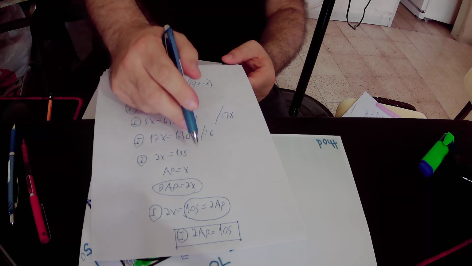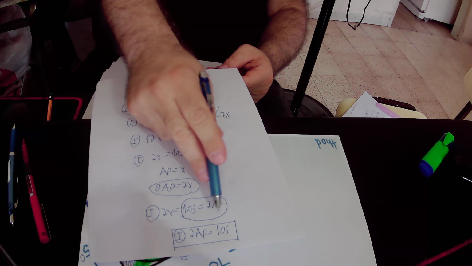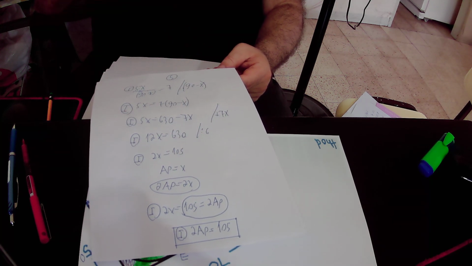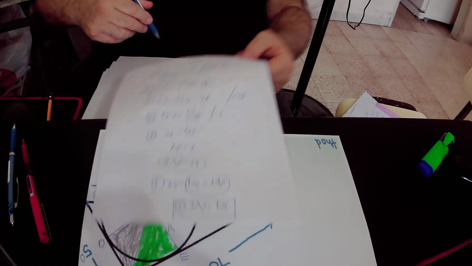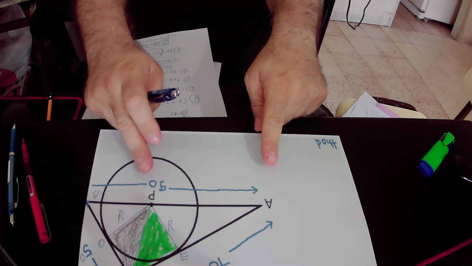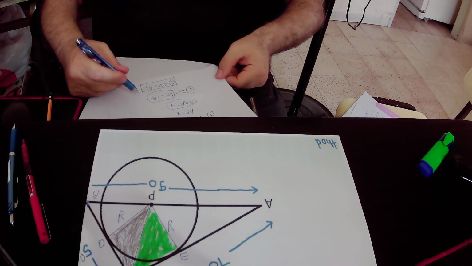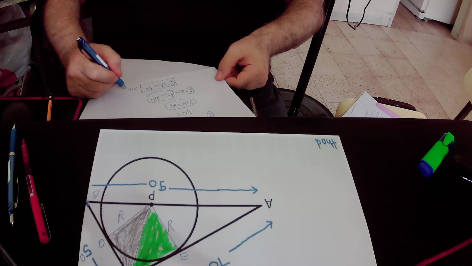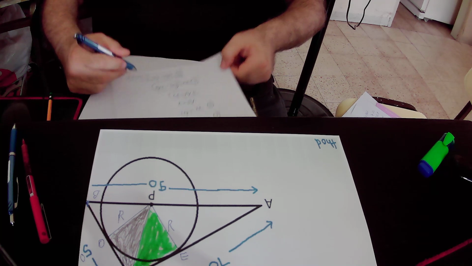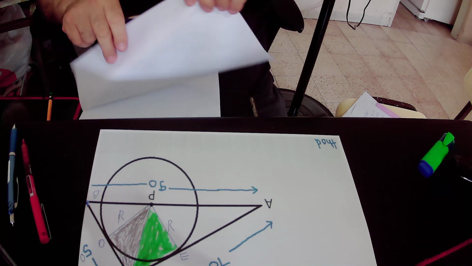Okay, from here, copy it here, the 2AP equals 105, and actually that is the answer to our question. The question was, what is the size of 2 times AP? And the answer is that 2 times AP equals 105 units. So 2 times AP equals 105 units.